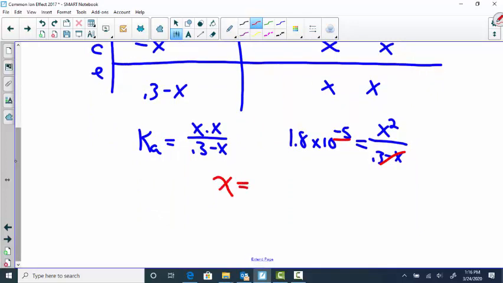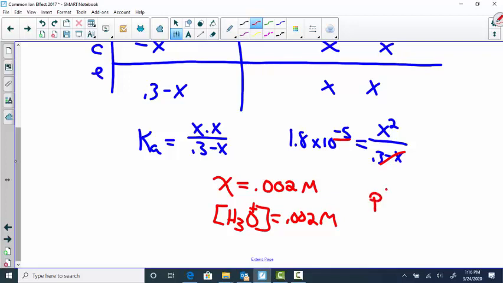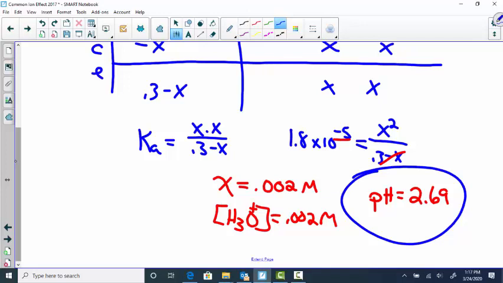The x turns out to be 0.002, and that will be molar. And x happens to be the H3O+ concentration of 0.002 molar. So putting that in, I get a pH of 2.69. Okay, nothing hard there, okay? But remember that pH of 2.69.